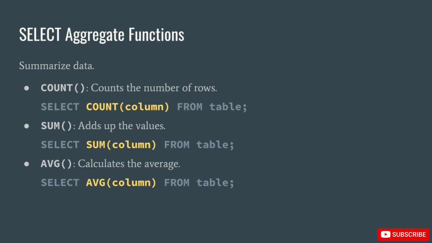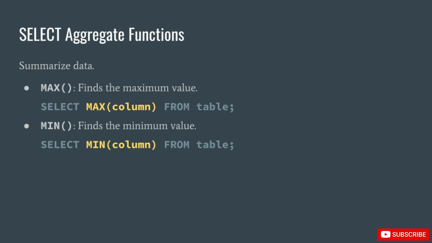Aggregate functions help us summarize and analyze data efficiently. Three commonly used functions are count, sum, and AVG. Count is used to count the number of rows in a column. Sum adds up all values in a numeric column, and AVG gives the average value of a numeric column. In addition to counting, summing, and averaging, SQL offers aggregate functions to identify the maximum and minimum values in a column. Both of these functions are useful for quickly identifying the range of values within your data.